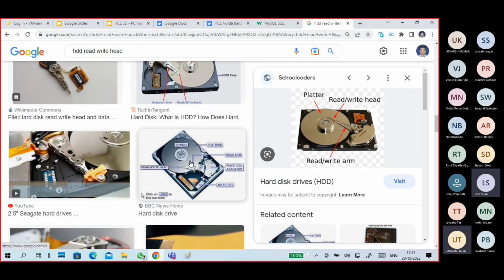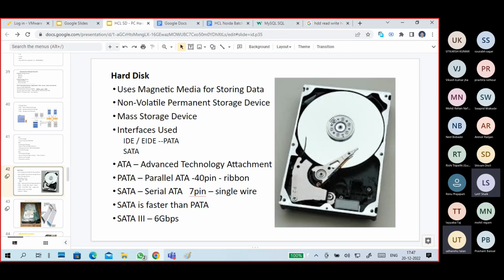Okay. So disk data stores in the platter. The platter is a round disk. That is platter. Okay. A disk means it is round. Anyway, data stores in the platter. This hard disk we call a mass storage device. Usually we store operating system, applications, and data in the hard disk.